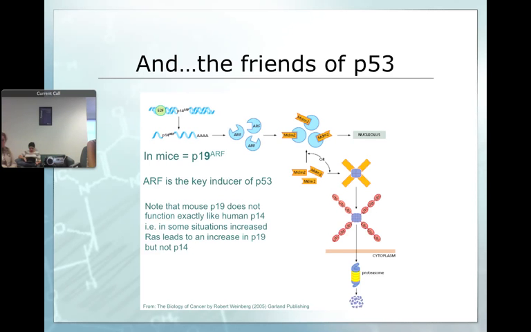Okay? Now, P19 is the mouse version. P14 is the human version of the same gene, and there are a little bit of differences, but for our purposes, they're pretty close.